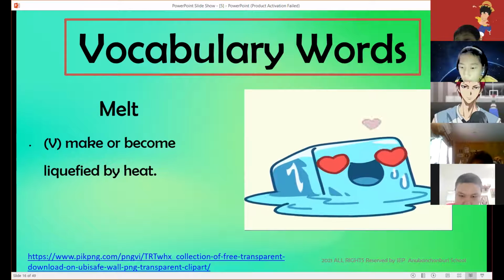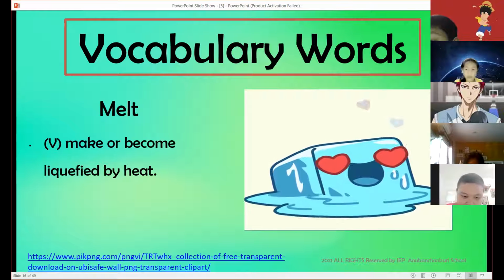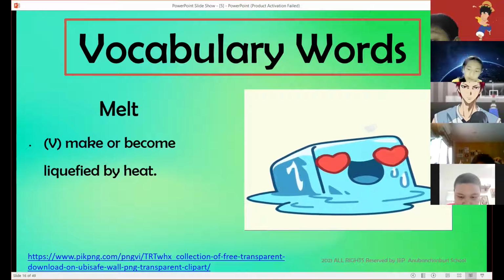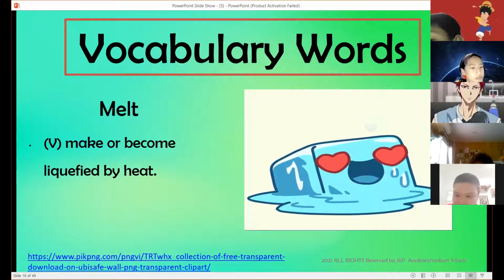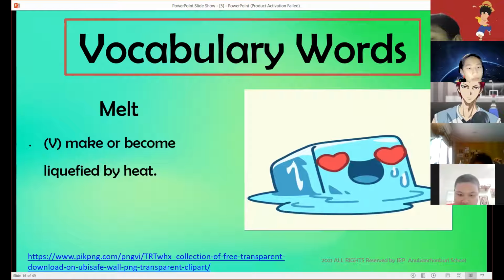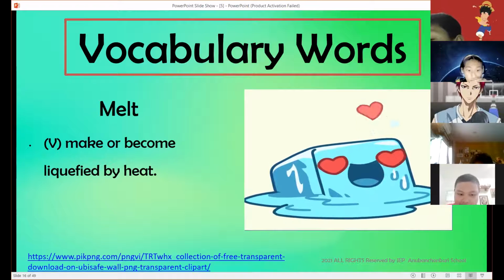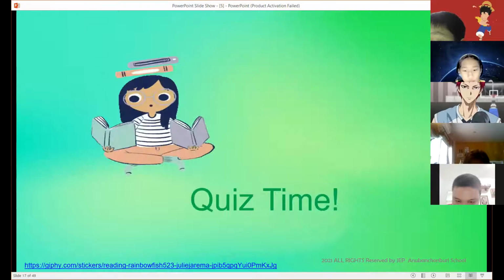What about rocks? Can a rock melt? Yes, rocks can also melt. What about plastic? Can plastic melt? Yeah, it melts by heat. What about metal? Yeah. What else can we melt? I think there are a lot of things we can melt. Yeah, I think so. Thank you for your answer. So now we are going to proceed to our quiz time.